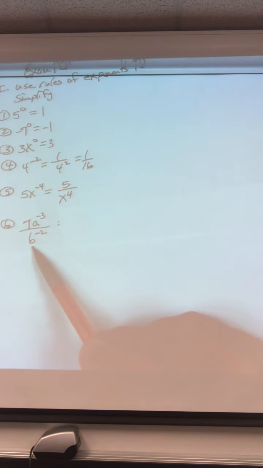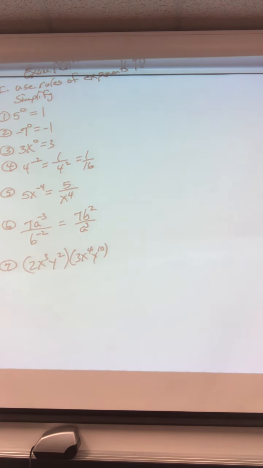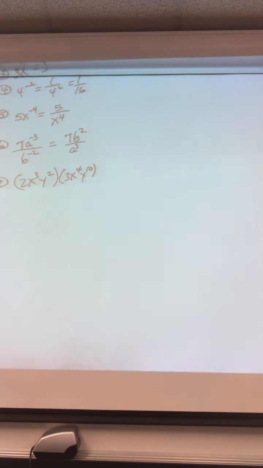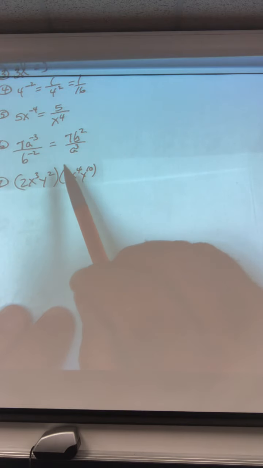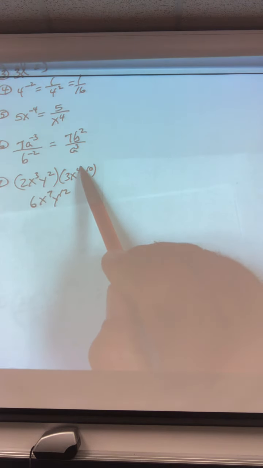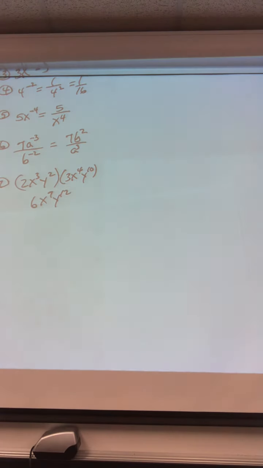This is a b right here. So on this next one, 7a to the negative 3, b to the negative 2. Both of these have negative exponents, so you flip both. All right, this next one, you're just multiplying these 3 terms times these. This is not distributive property. There's no adding and subtracting here. So 2 times 3 is 6. x3 times x4, you add exponents using the product rule, is x7. y2 times y10 is y12.